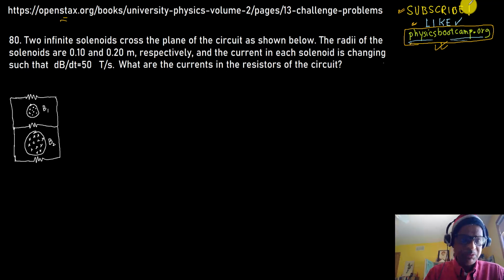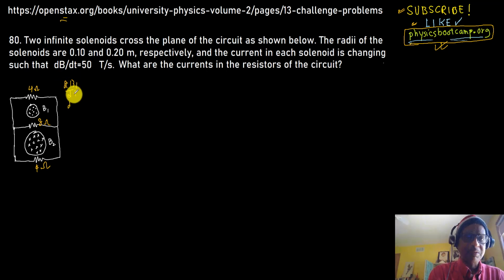Let's look at a problem. This is a pretty good problem actually. This is 4 ohm, 8 ohm, 4 ohm. This is a very simple circuit. There is a solenoid here and there is a solenoid here, and each of these is changing in strength.